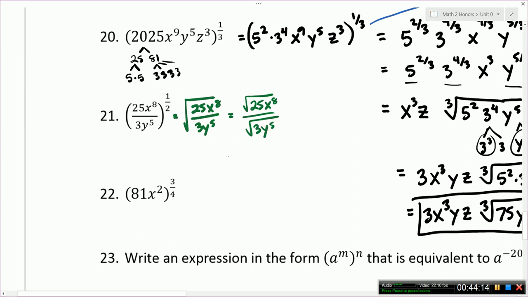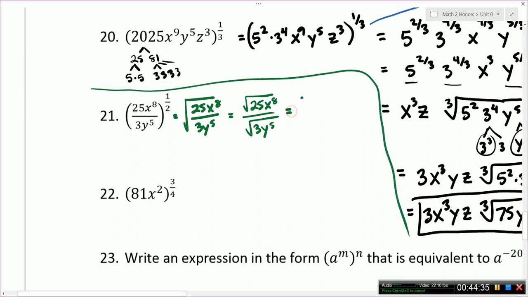And remember, with a fraction, you can't have a root in the denominator. So we need to rationalize that. Notice that the numerator is a perfect square. 25 is 5 times 5. X to the 8 is x to the 4th times x to the 4th. So we can automatically simplify that. So we end up with 5 x to the 4th in the numerator.